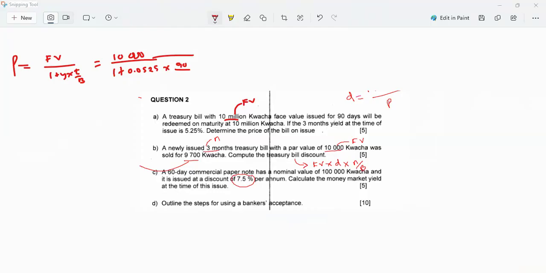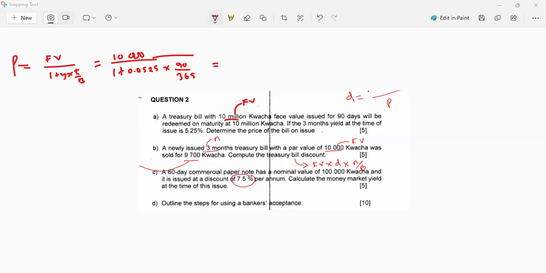Over what? 365. We're not given that. Okay, so we're assuming it's a 365-day period. So how then do we calculate the value? We'll just compute that, isn't it?